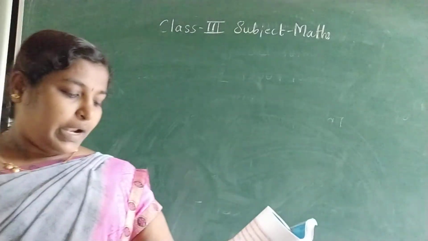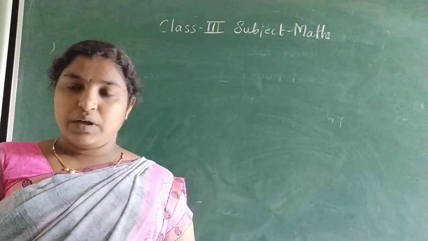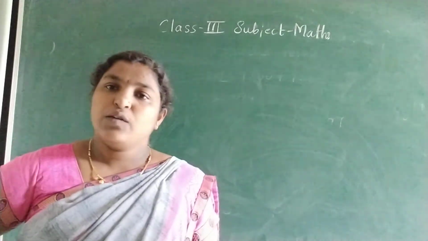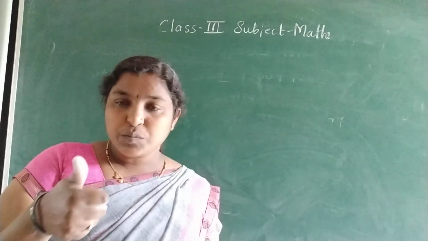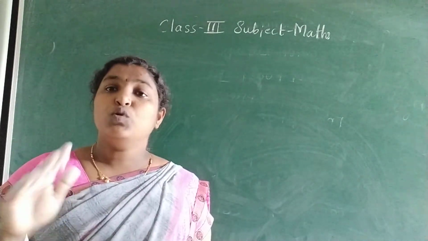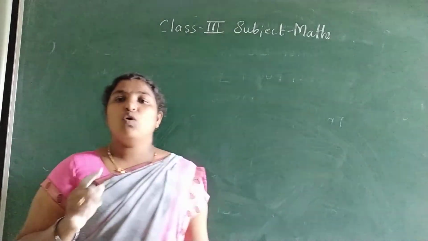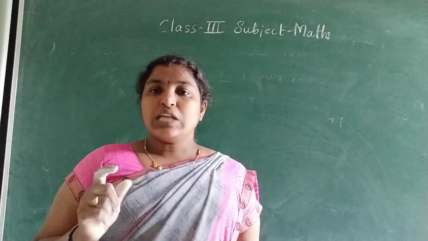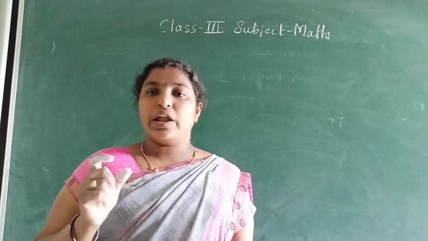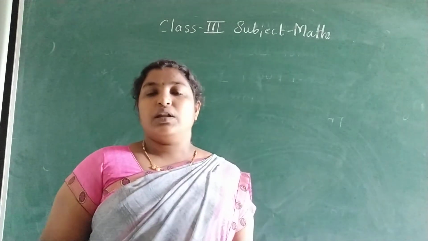Write the predecessor and successor of the following numbers. What is predecessor and what is successor? Successor means going forward, only one step. So successor in the sense you should write the number just after the given number.